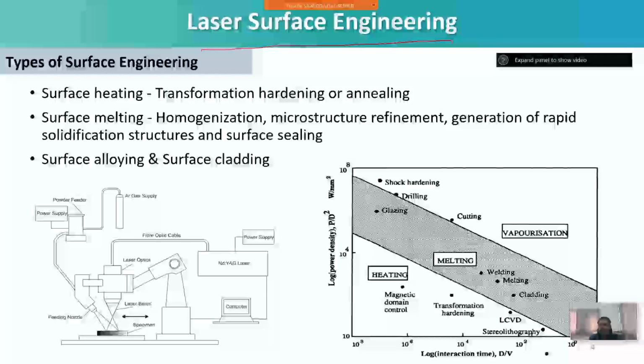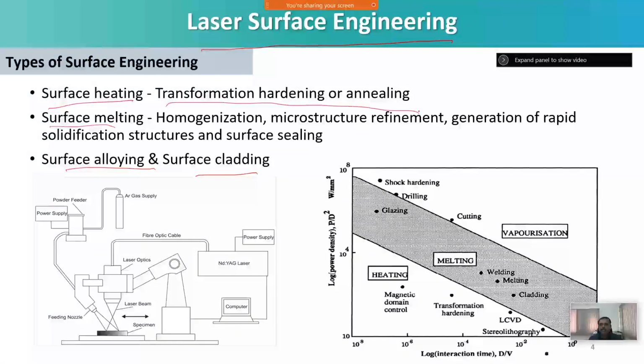And again, the surface engineering can be brought under three categories: surface heating, melting, and alloying or cladding. Each one has its own application domain. For example, all the iron based or ferrous based materials can be transformation hardened. If you have an iron based material, and among the different phases like austenite, ferrite, martensite, the martensite phase is very hard, and if you are able to retain those phases from high temperature down to room temperature, you get an improvement in hardness by several fold.